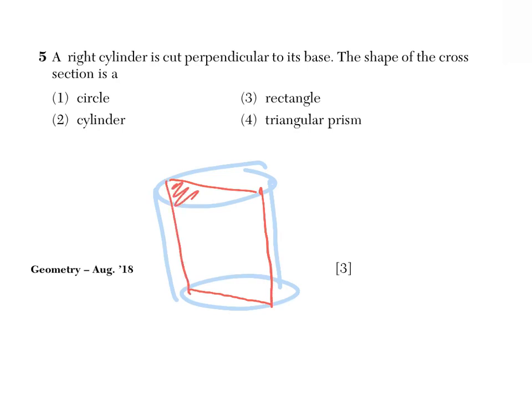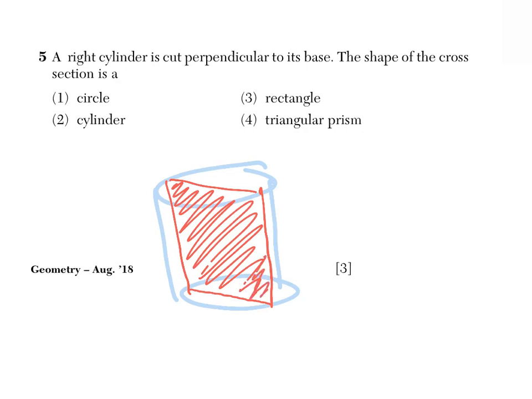And what shape is this cross-section? Is it a circle? No. Is it a cylinder? No. Is it a rectangle? It is. We know it's not a triangular prism. So the correct answer for number 5 is option 3, a rectangle.